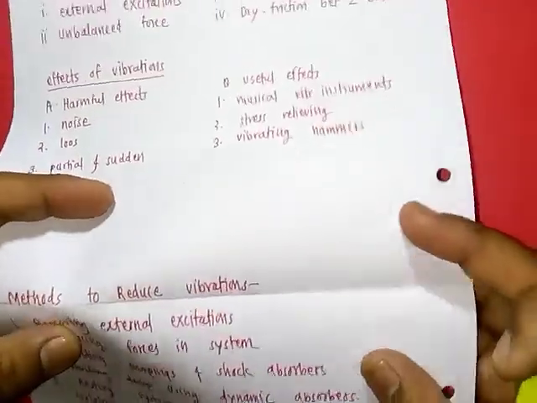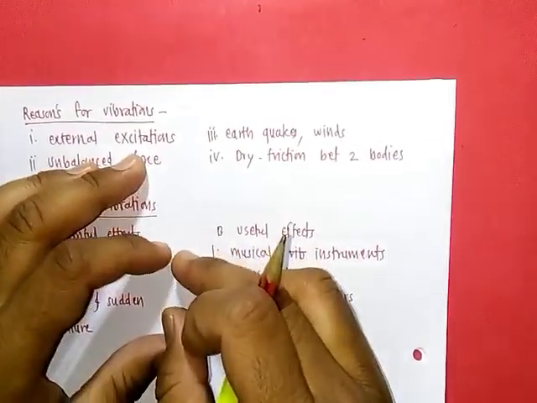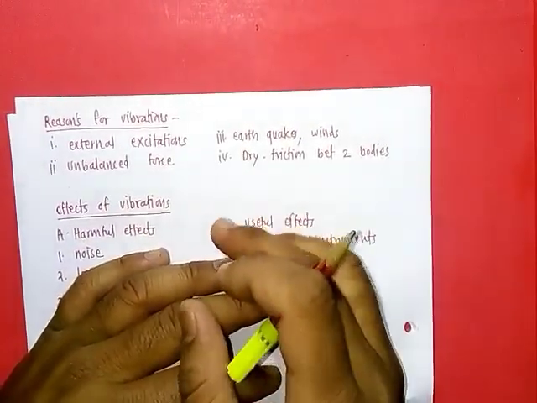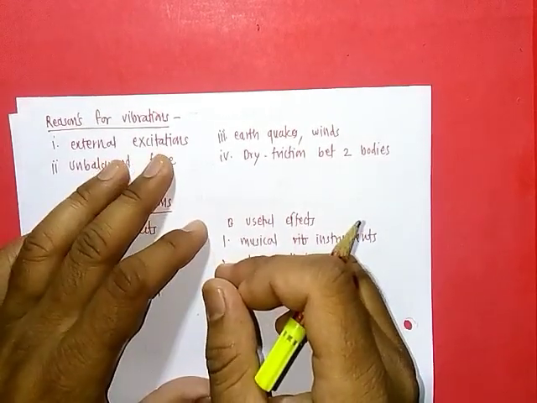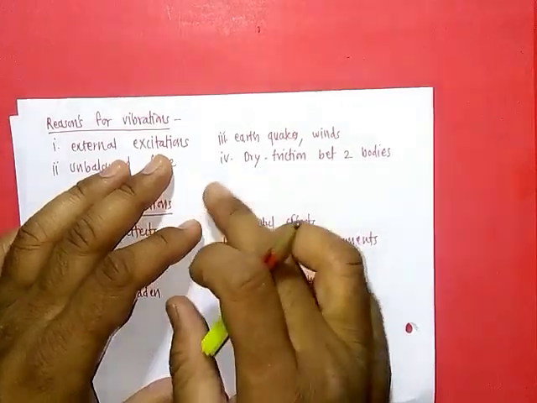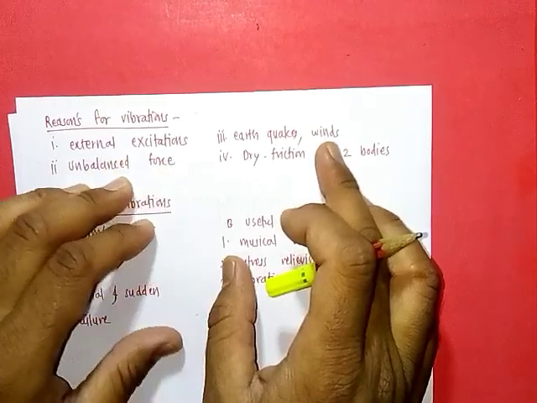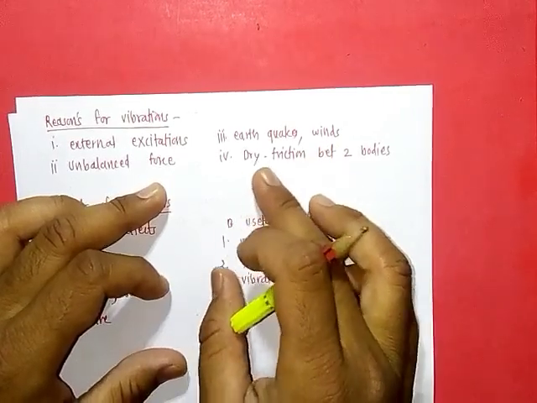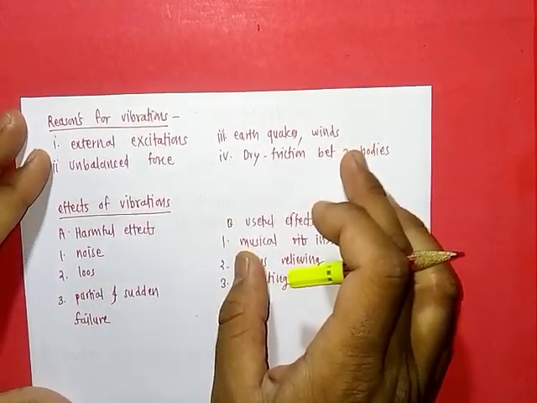Next, what are the reasons for these vibrations? First reason is external excitation. When some external force is acting on the system and is released, it will produce unbalance in the system and cause vibration. Earthquakes and winds are again responsible for vibrations. Unbalanced force in the system is responsible for vibration. Then again dry friction between two bodies is also a reason for vibration.